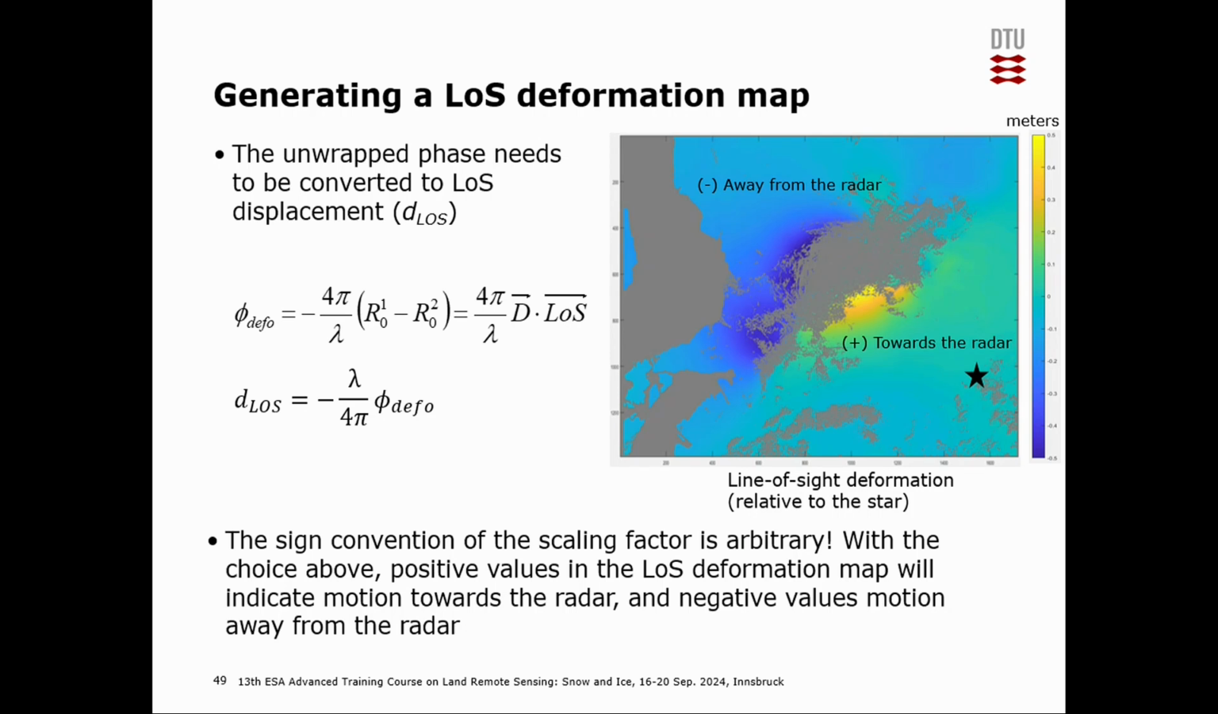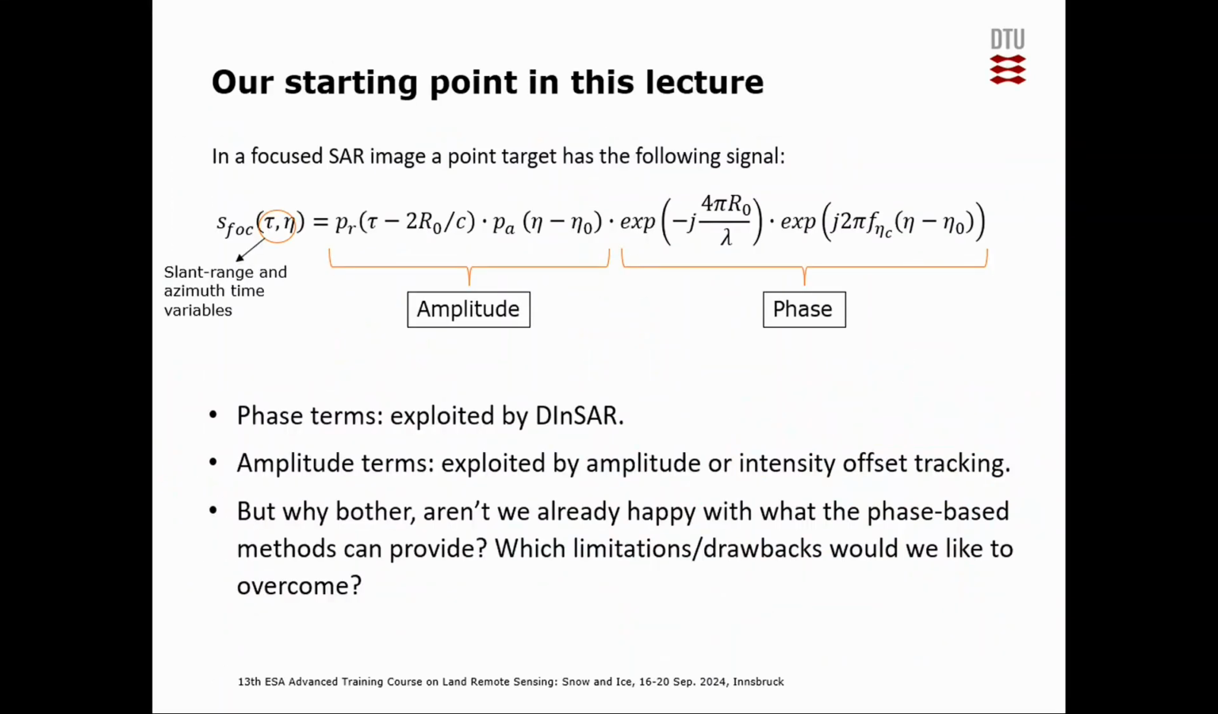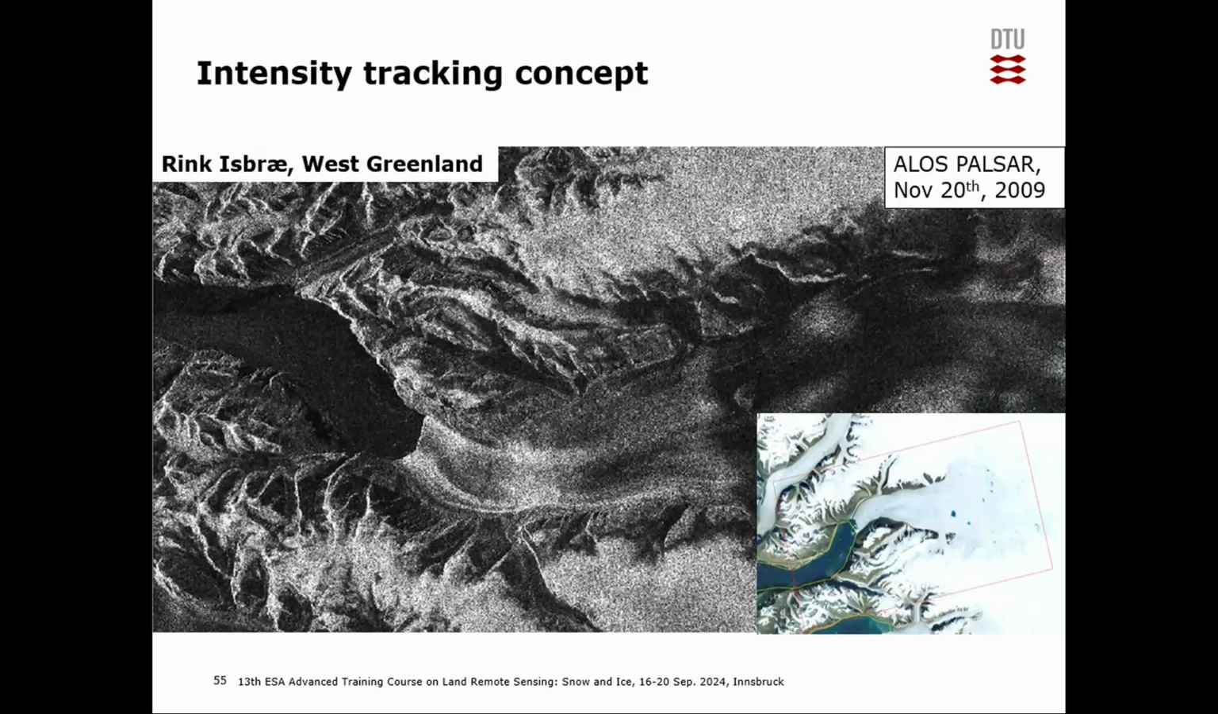No? Then we hop on to offset tracking, which is an amplitude-based technique, and employs these amplitude terms. And so this answers directly your colleague's question. But aren't we already happy with interferometry? Well, we discussed now a limitation of that. If there is fast motion, well, we can't keep up with it. And also, if we have motion in the flight path, we can't do much with interferometry alone.